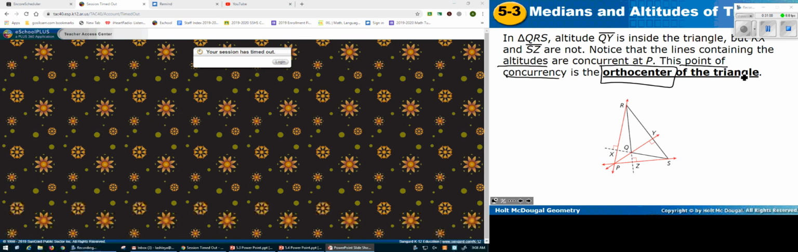Where is the orthocenter if the triangle is acute? Inside. It's always going to be inside if it's acute.